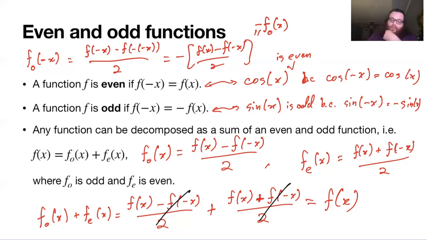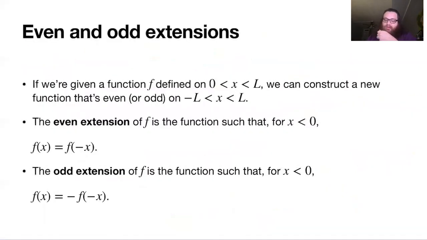Cool. So the next thing that we're going to talk about is, suppose your function is only defined on the positive x-axis, or the interval 0 to L. Especially in computing Fourier series, we'd like to work with a function defined from negative L to L, just because that's how our framework is set up. So we would like a way of going from a function defined on this half interval.